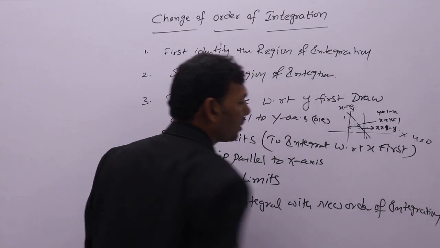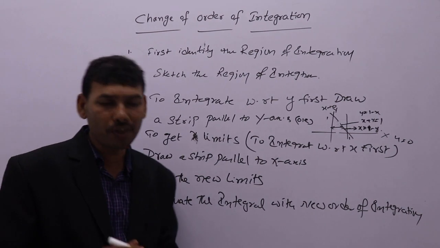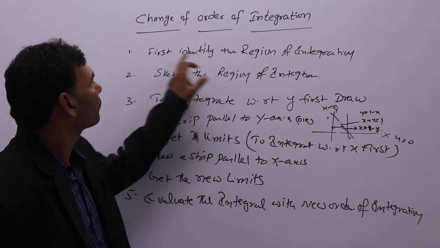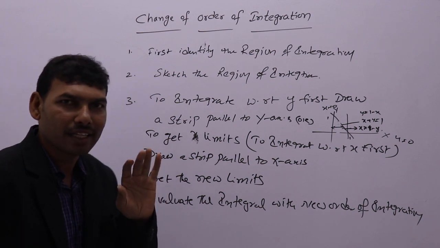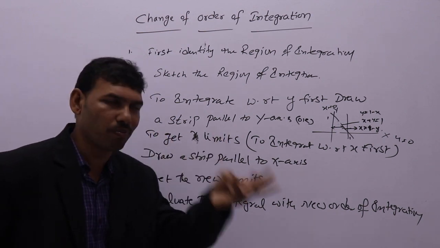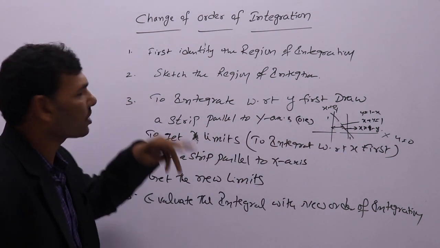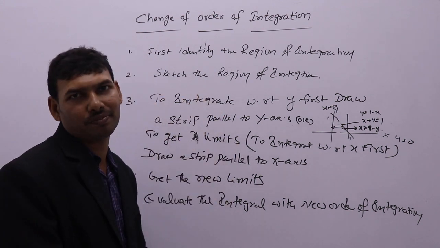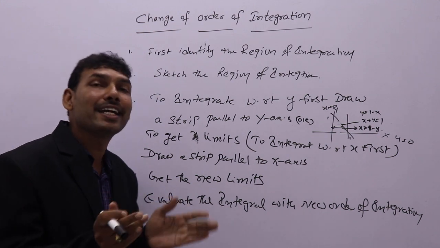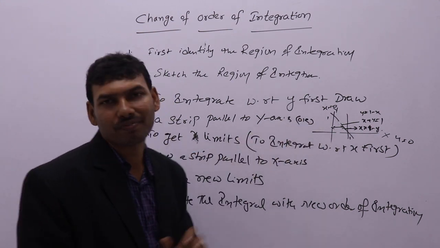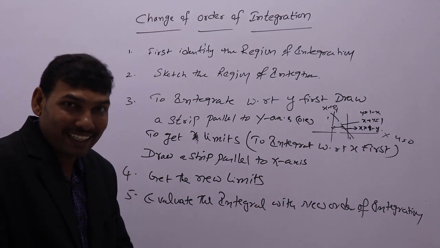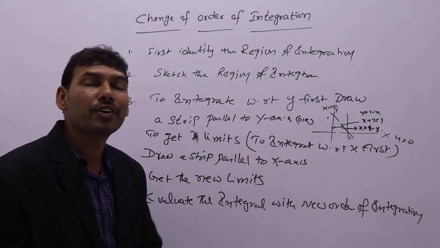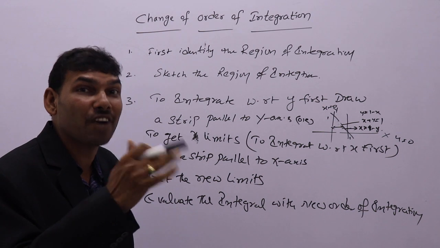Clear? What I am saying is, if you want to change the order of integration, first find out the given limits. Identify the region. First identify the limits, write the limits: x limits, y limits. Next, draw the suitable diagram for those limits. After drawing the figure, identify the intersecting region. In that region, if the given order is first with respect to x, next with respect to y, you need to integrate first with respect to y, next with respect to x after changing.